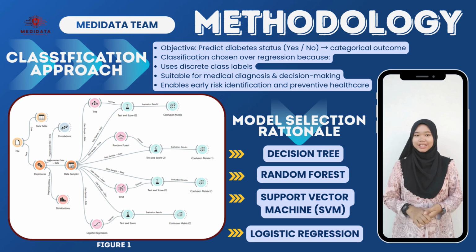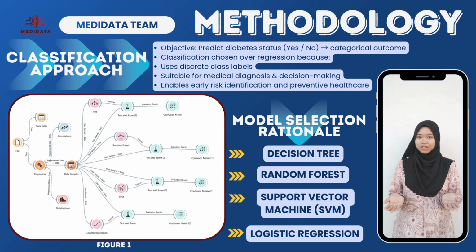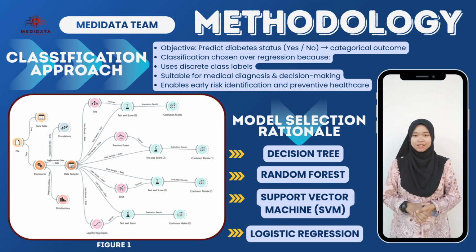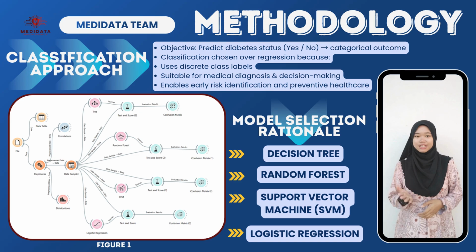First, I will start with the classification approach. In this project, a classification approach was chosen because the main objective is to predict a categorical outcome, whether a patient has diabetes or not. This type of outcome involves discrete class labels, which makes classification more suitable than regression. Regression is normally used to predict continuous values, while medical diagnosis often requires clear category-based decisions.